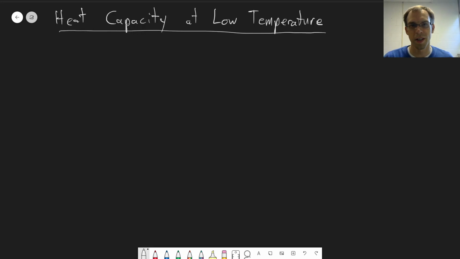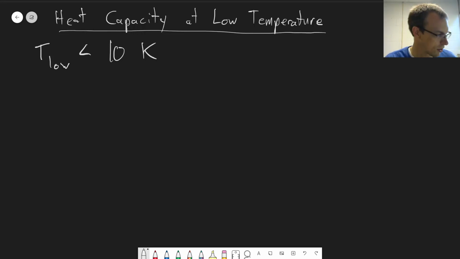One final piece we need to be able to calculate the entropy all the way from 0 Kelvin is, of course, as we saw in the last video, we can't actually measure the heat capacity all the way down to 0 Kelvin. You can't get a substance down to absolute zero. And so we need an approximation for very low temperatures. So here we're talking about something less than, say, 10 Kelvin or so, maybe 10 to 20 Kelvin, depending on the substance and the data that you have.